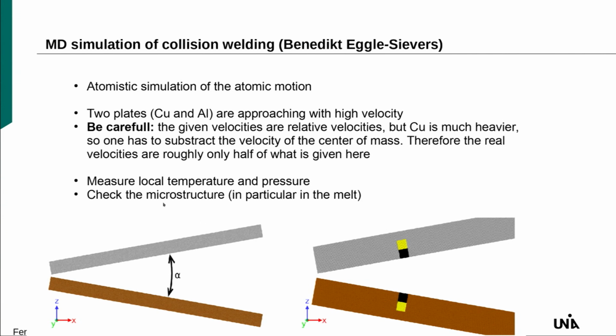Most of these procedures we already learned. How to measure the local temperature, take the average velocity in this small volume. Pressure, you take the virial, and then, very important, check the microstructure, and whether this exists in the melt.